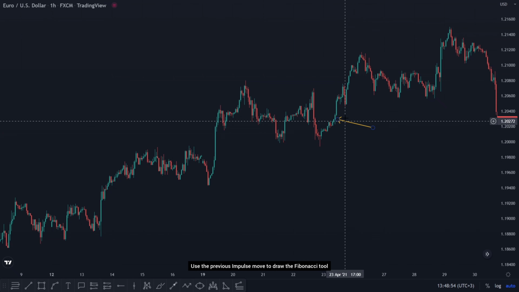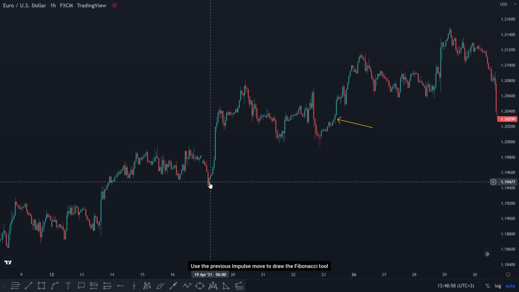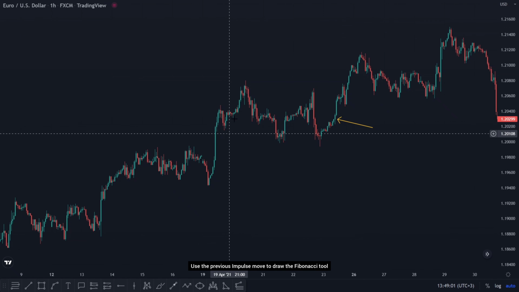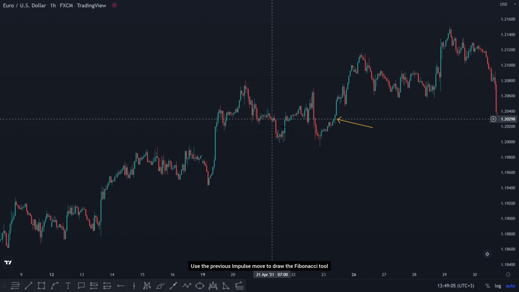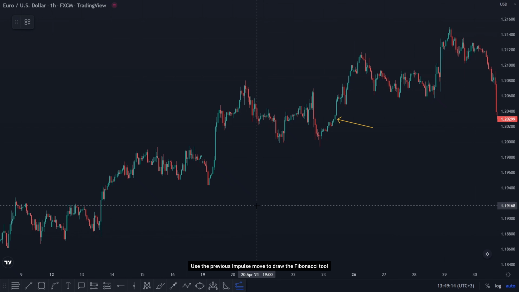So this is our entry point here. The entry point doesn't really matter. What matters is that this is the previous impulse. The previous impulse is the direction to which price pushed, before we had the retracement. So we're going to check the Fibonacci extension tool, which is on your platform. You draw it from the previous impulse.